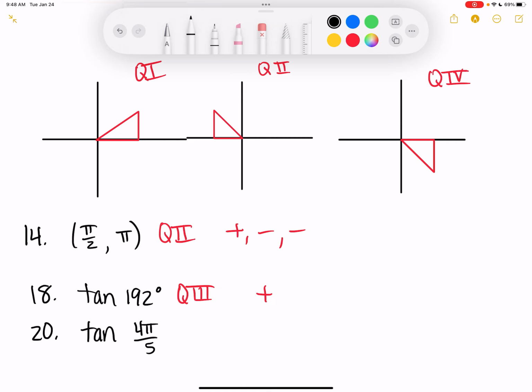Tangent of 4 pi over 5. Where would that fall? That seems like it would fall in quadrant 3. Nope. 4. Nope. 5. 2. You would agree that 4 pi over 5 is less than pi, correct? Yes. Okay, so it's got to be in quadrant 2.